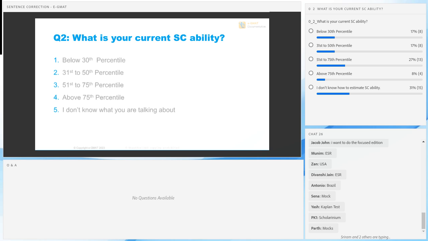Mock, which mock? Well, Kaplan test is not going to tell you your SC ability precisely, Yash. From Scholaranium, official guide is not going to. So how, from official guide, after solving 50 questions, how do you know what your SC ability is? e-GMAT ability quiz, okay. Scholaranium, okay, good. So my thing would be that if you have solved official questions, you calculated, Sandesh, how did you calculate that? I want to make sure that you're not confusing accuracy with ability. Okay, that's something which is very important. And again, we will talk about that later.